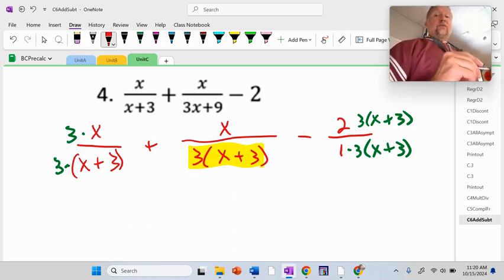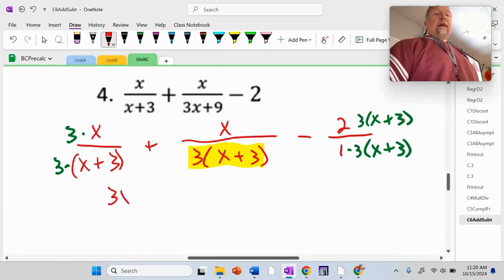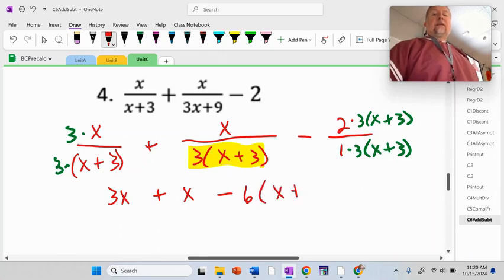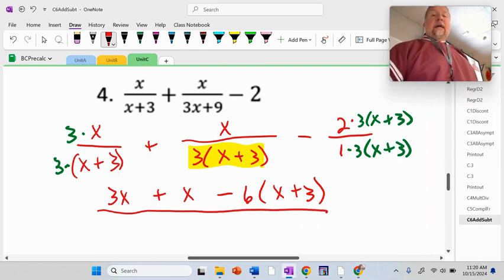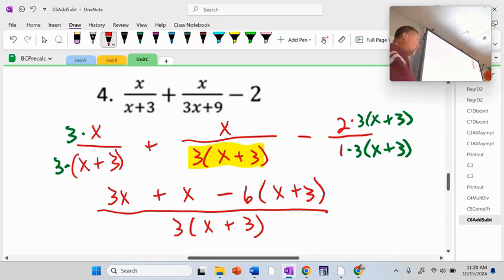And then you know what you do? Maybe this one I'll slow down a little bit. 3x first numerator, x second numerator, minus, what's 2 times 3? 6 times x plus 3. See, this is what I mean about this. You have to clean up the numerator because the whole point of getting a common denominator is to put it under or over one common denominator.